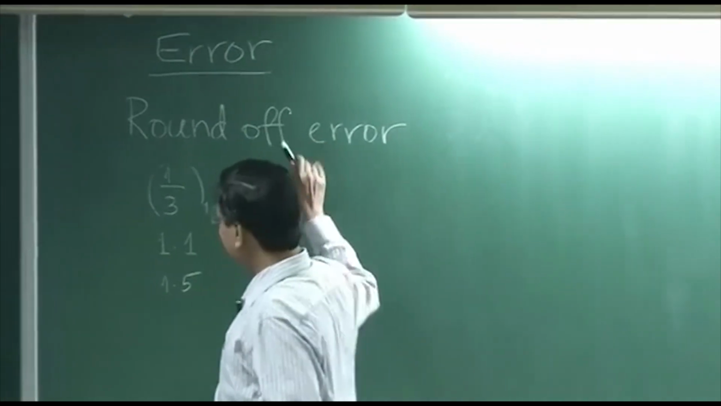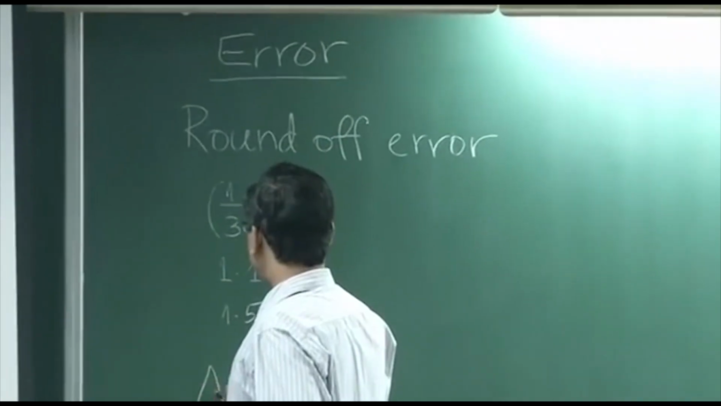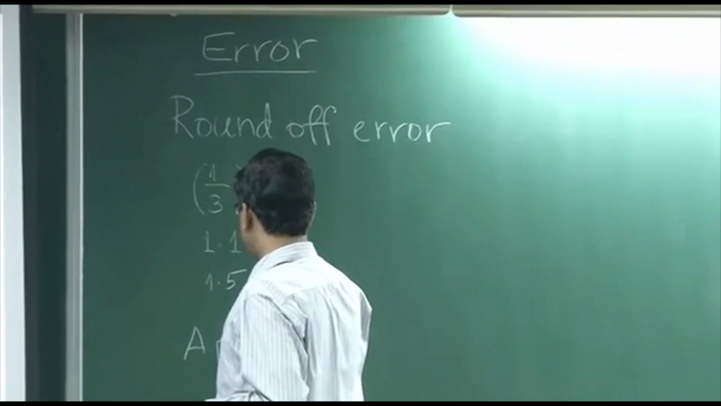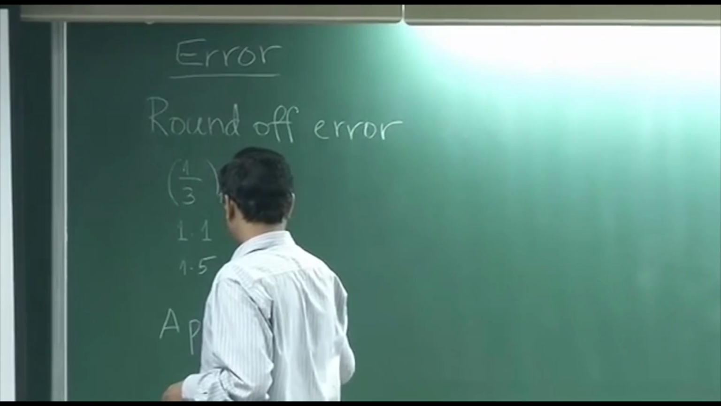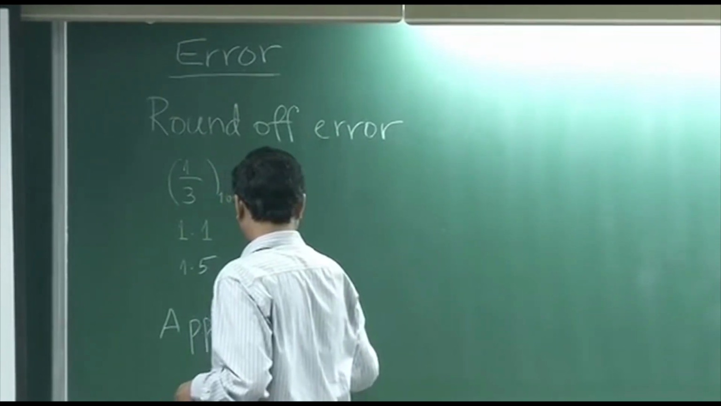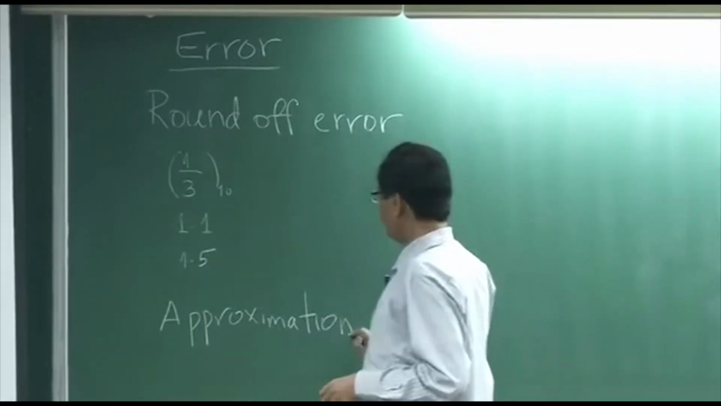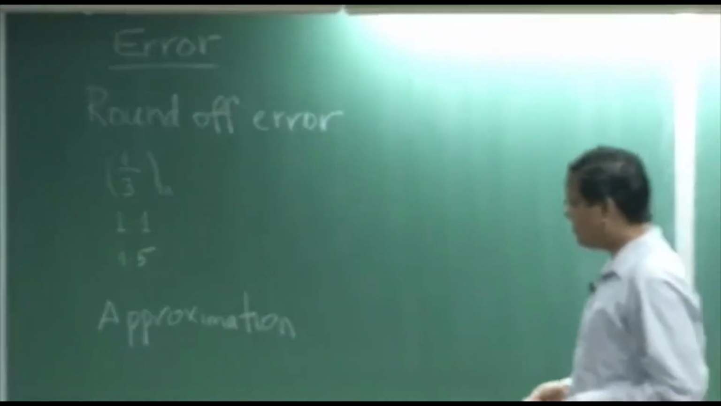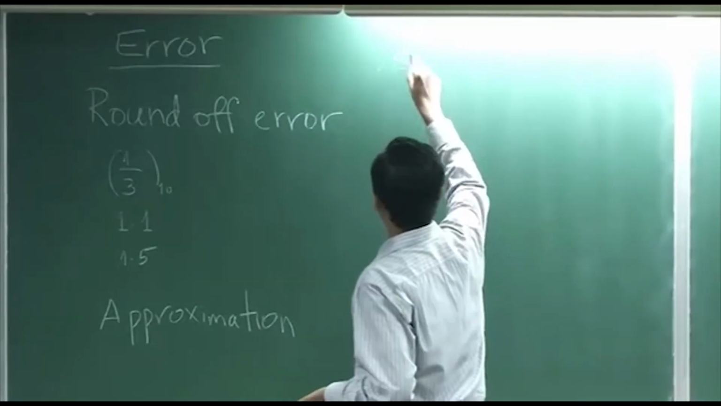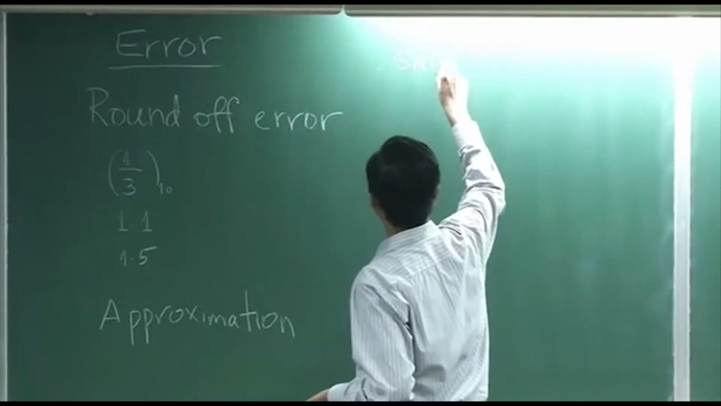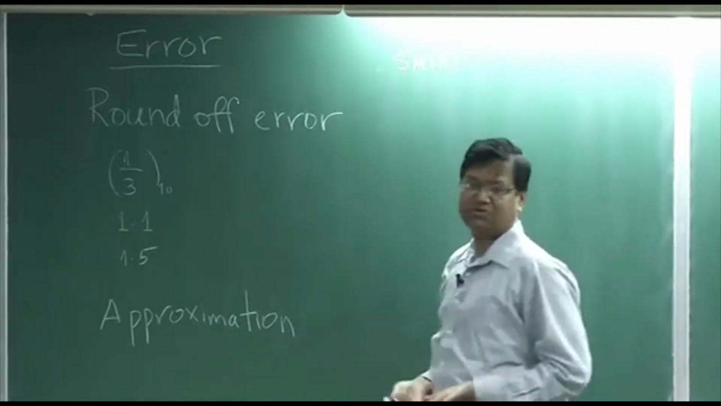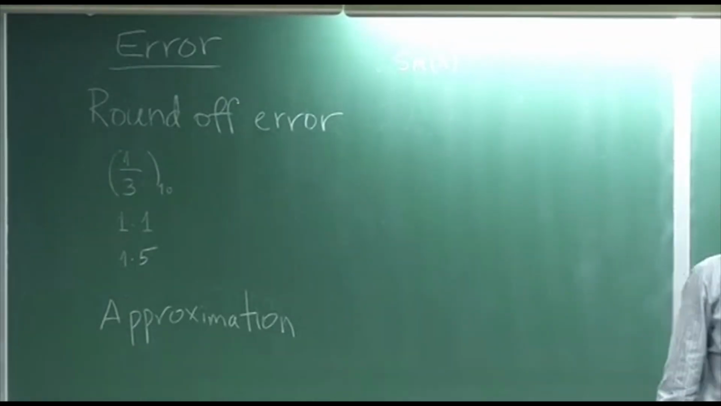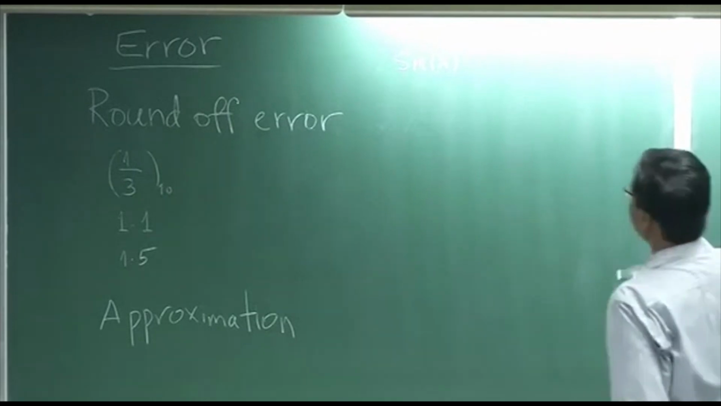But the second error comes by approximation. So, we make approximations. The example I am going to give you: we want to compute sine of x, where x is some floating point number. Then how does the computer compute this? Using a series.